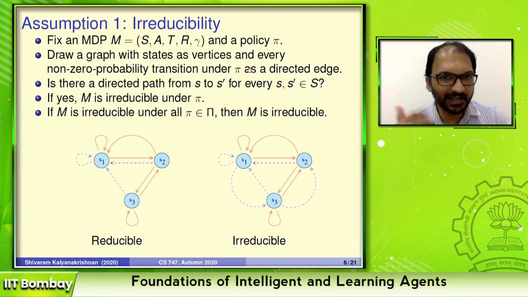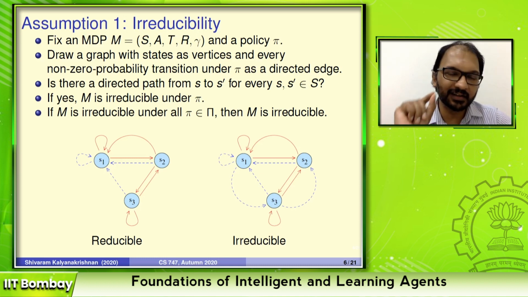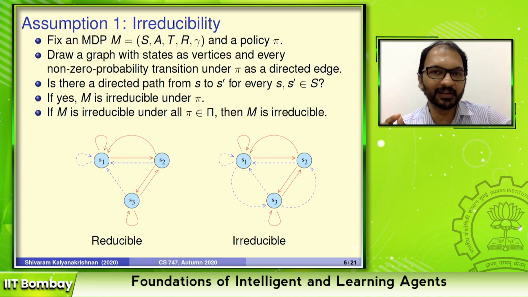Draw a graph as I have drawn here, in which you are drawing a line corresponding to every non-zero transition. So for example, from let's say S1, if you take red, you can go to S1 with some non-zero probability. You'll go to S2 with some non-zero probability. Those are the two things that can happen. So this is the graph that we draw. Okay, it's a directed graph because of the nature of the transitions.